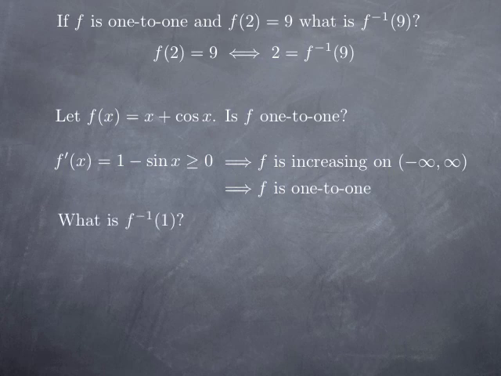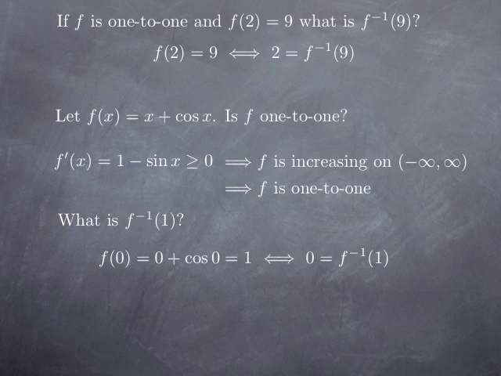So knowing that it's one-to-one, we may ask what is the value of the inverse function at 1. Well, one way to rephrase that is to say, for what x is f of x equal to 1. And here it's easy to observe that if you plug x equals 0 in the function, you obtain 0 plus cosine of 0, and cosine of 0 is 1. So that means f of 0 is 1, which rephrases as f inverse of 1 is 0.